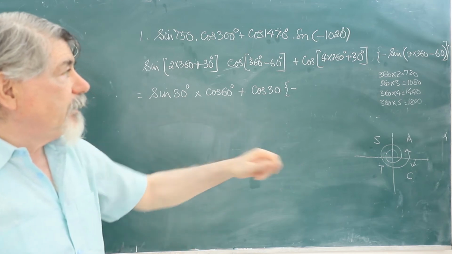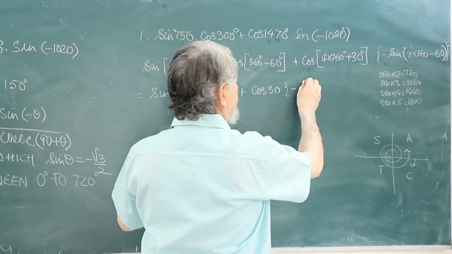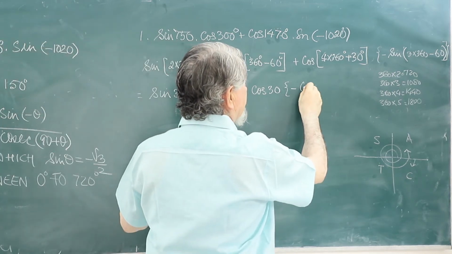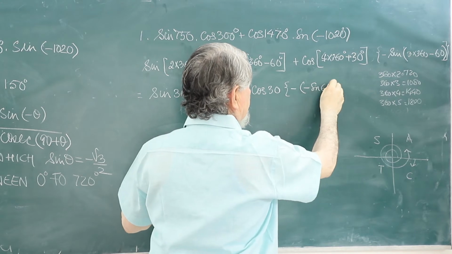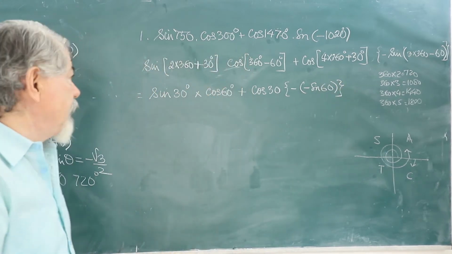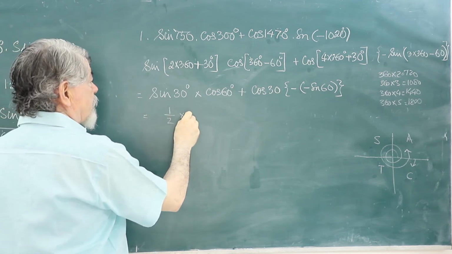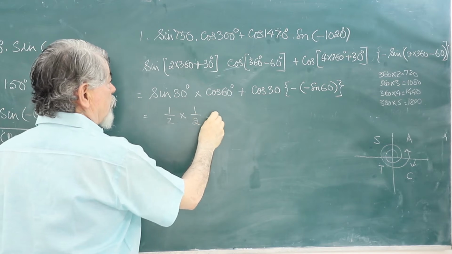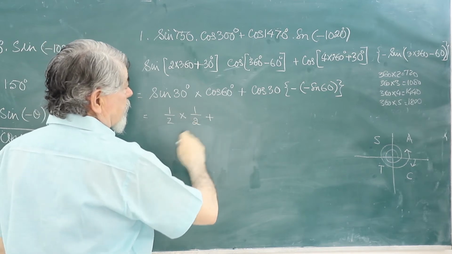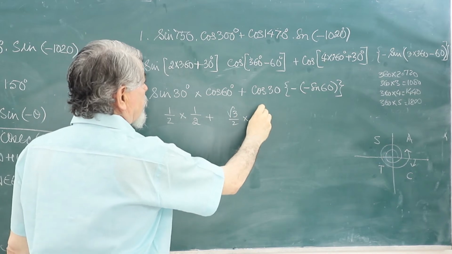The fourth quadrant, and in the fourth quadrant sine is negative, so it will become what? It will become minus sine 60. Already one minus was there. Sine 30 is 1 upon 2. Cos 60 is also 1 upon 2. Cos 30 is root 3 by 2, and it is also root 3 by 2.